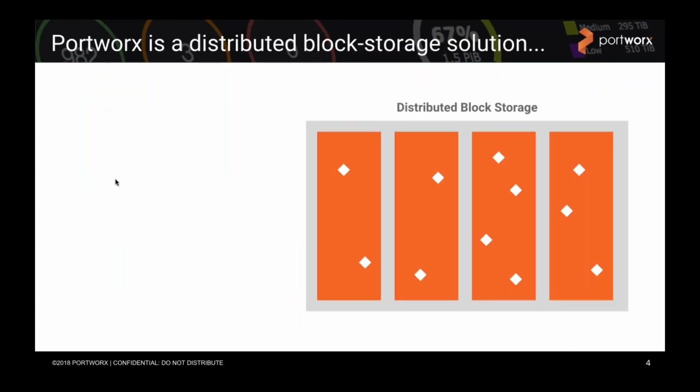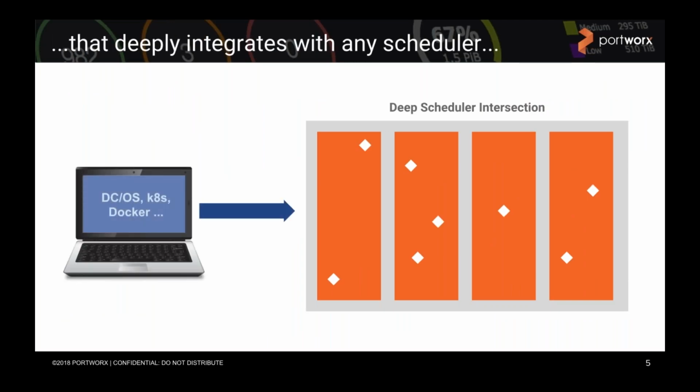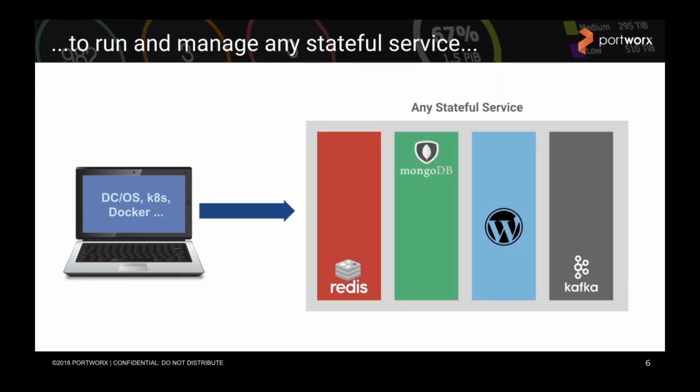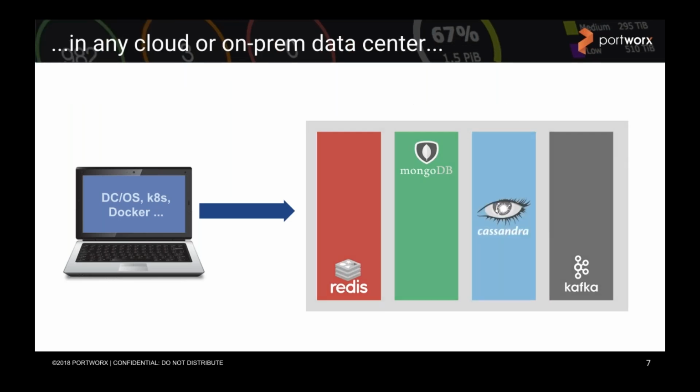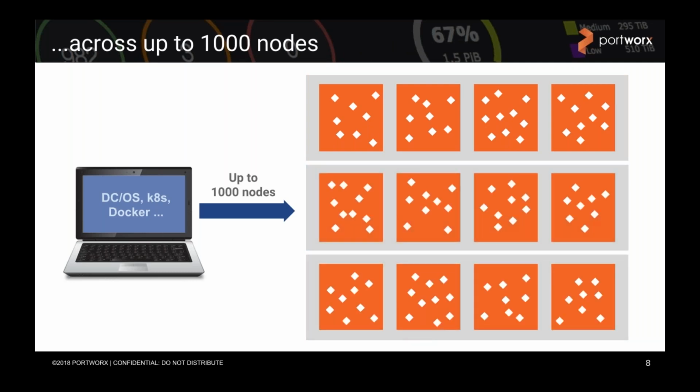So what is Portworx? At a very, very high level, Portworx is a distributed block storage solution that deeply integrates with any scheduler, including Kubernetes, to run and manage any stateful service. Today's webinar is about Cassandra, but that includes Redis, MongoDB, Kafka, Postgres, MySQL, and any other stateful service that runs on Linux, in any cloud or on-premise data center or across all of these environments, in clusters of up to 1,000 nodes each. So Portworx itself scales to the same levels that we see Kubernetes scaling to.